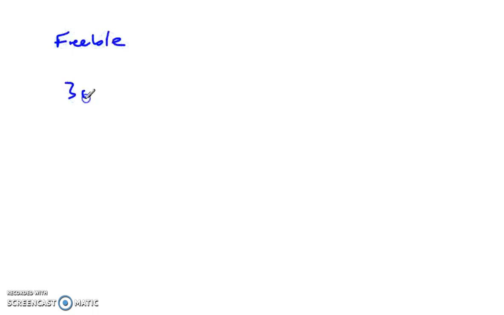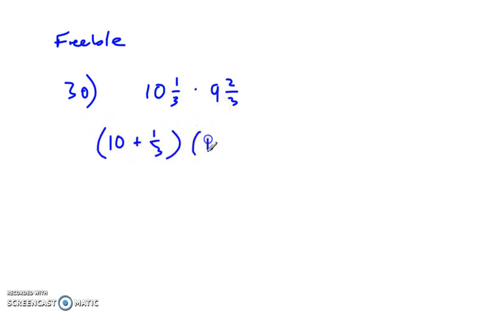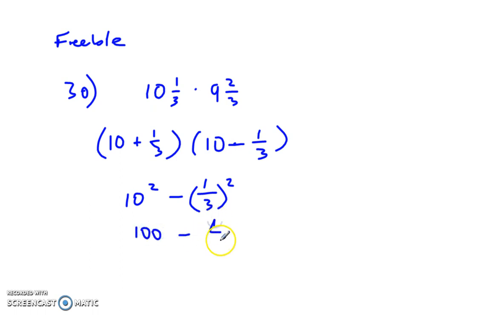Freebie, woohoo, number 30. It says use special products to multiply 10 1/3 times 9 2/3. Okay, now we're looking for special products. We want to see, are these the same distance from something? Well, they're both something away from 10. This is 1/3 more than 10, so 10 plus 1/3. And this is 1/3 less than 10, so 10 minus 1/3. That means I can do 10 squared minus 1/3 squared. And that gives me 100 minus 1/9.